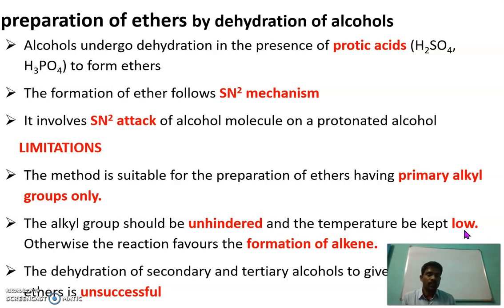If you go for high temperature, instead of substitution, it will go for elimination to form alkene as a final product. So remember, elimination and substitution reactions will always compete with each other. At low temperature, substitution takes place. At high temperatures, elimination takes place. Next, the dehydration of secondary and tertiary alcohols to give ether is not successful because they cannot go for SN2 reactions. Clear?